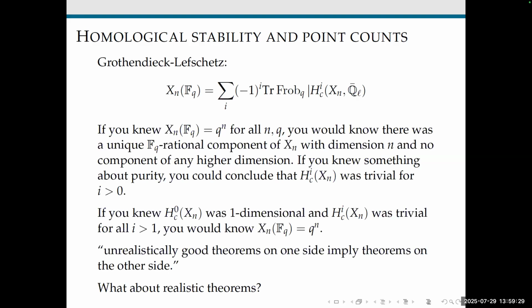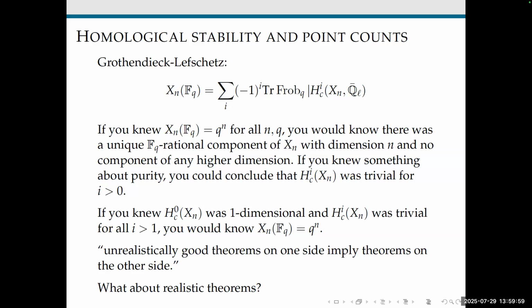Let me say one thing about it. We're going to try to go back and forth between these two sides. And let's just fantasize for a minute. Suppose somebody told you on the left-hand side, an oracle came and told me that the nth one of these spaces, Xn, has exactly q to the n points for all q and all n. They're saying, Jordan, your stupid heuristic is actually true on the nose.